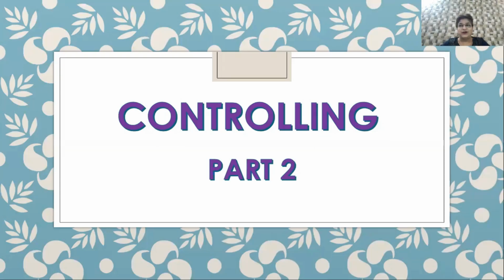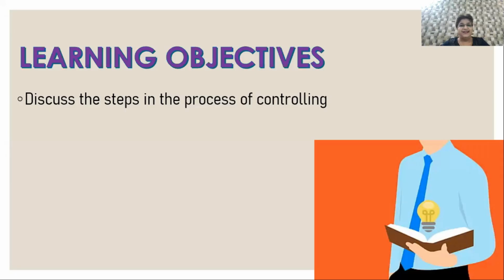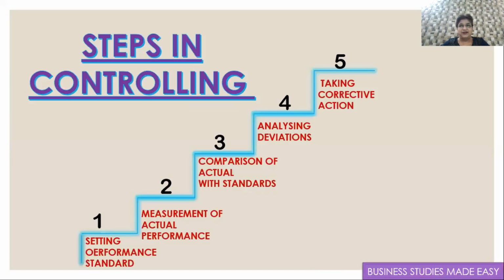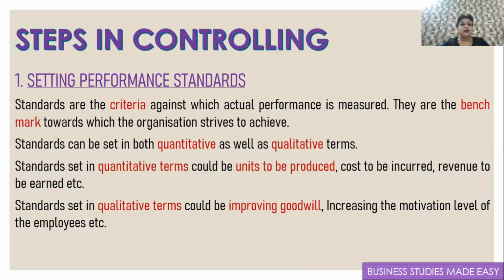Today, we are going to do controlling part 2. And in this, we're going to study the various steps in the process of controlling. Now, there are 5 steps in the process of controlling, and we'll be doing them one by one. The first step is setting performance standards.